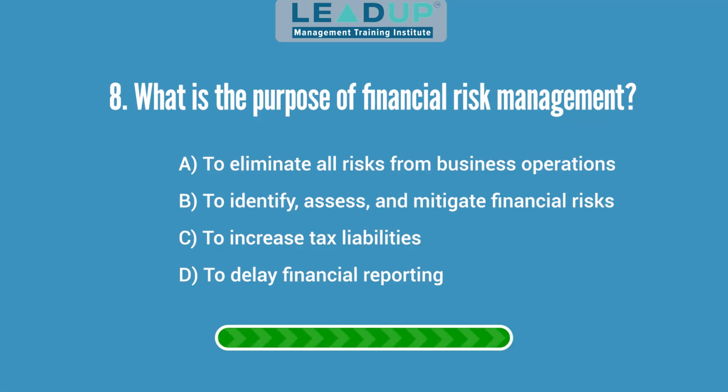Question 8. What is the purpose of financial risk management? A. To eliminate all risks from business operations. B. To identify, assess, and mitigate financial risks. C. To increase tax liabilities. And D. To delay financial reporting. Answer: to identify, assess, and mitigate financial risks.